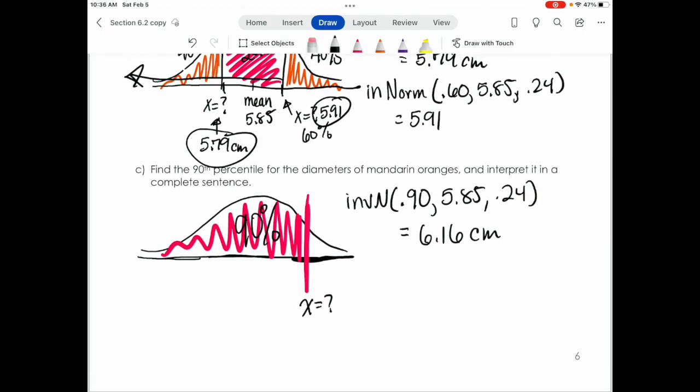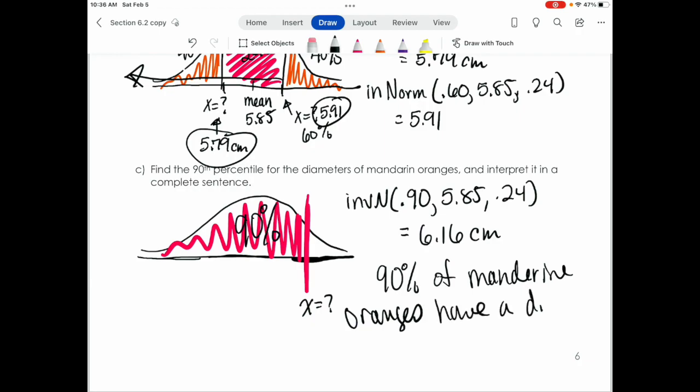And when I do that, I'm going to get 6.16 centimeters. We would interpret this by saying 90% of mandarin oranges have a diameter that is less than 6.16 centimeters.